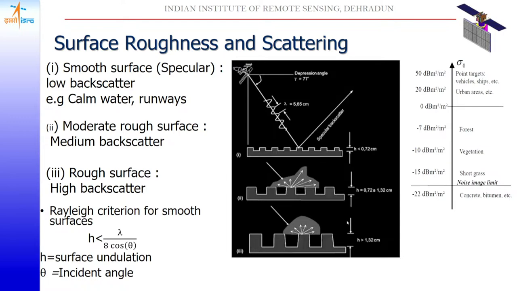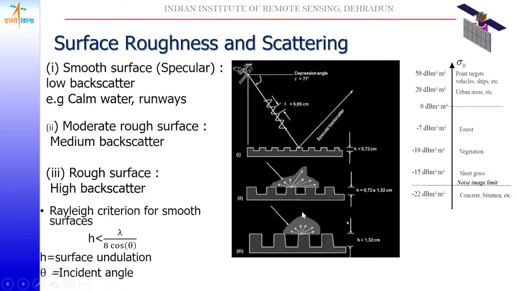If the surface is rough, then some of the energy will come back towards the sensor. If the surface is smooth, no energy will come back to the sensor, and it will appear as a darker tone. Whether the surface is smooth or rough depends on the Rayleigh criteria. If the surface is rough for the SAR, then we have medium backscatter, and if the surface is very rough, then we have higher backscatter.